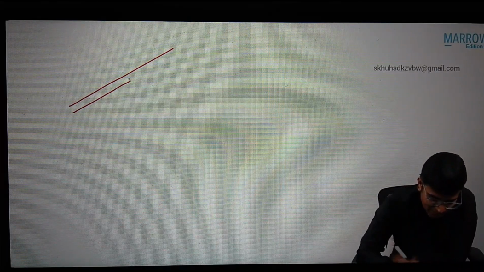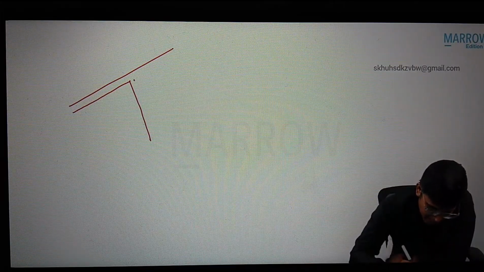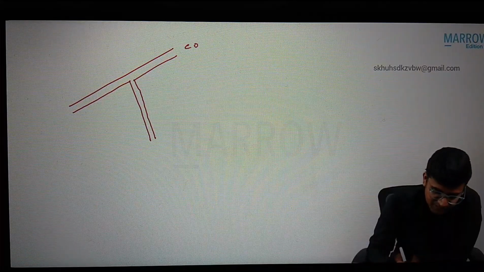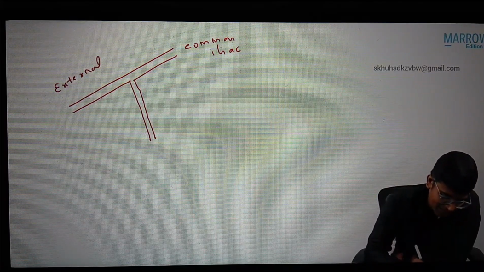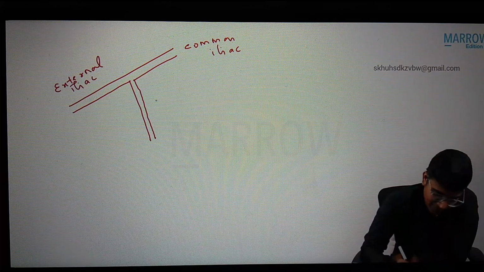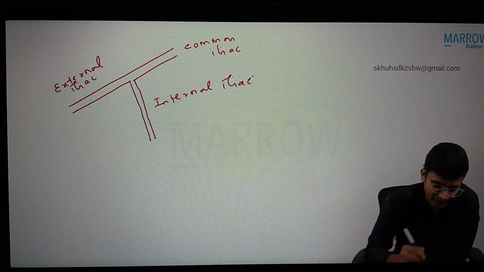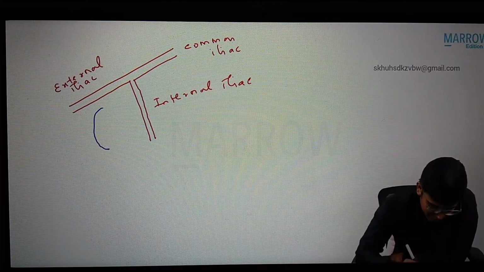Now what is the boundary of the ovarian fossa? We're going to draw one line diagram. This is our external iliac vessel and this is our internal iliac vessel. This is the common iliac dividing into the external iliac and the internal iliac. And the ovary will be present here like this.